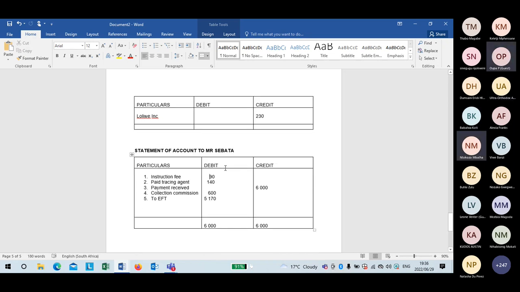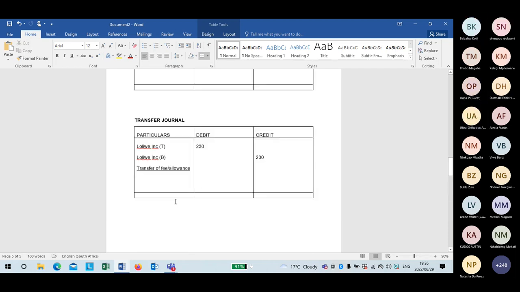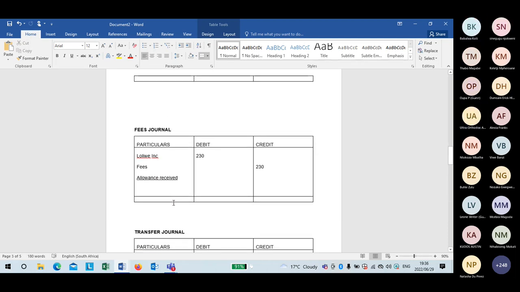Sir, can you open your fees journal? Yes, the fees journal. Oh, thank you, thank you.